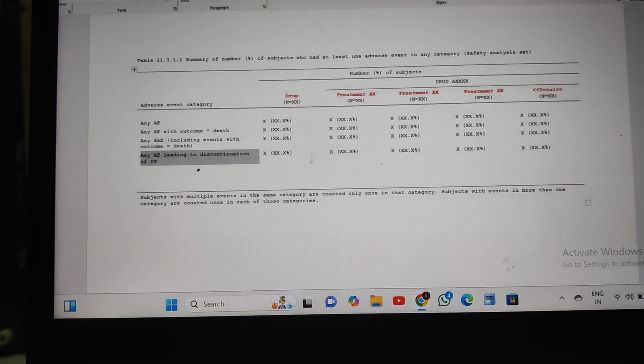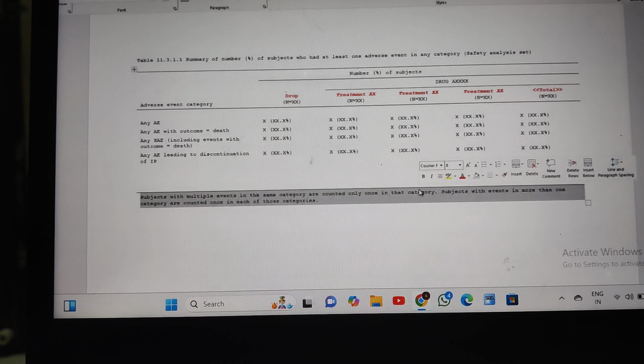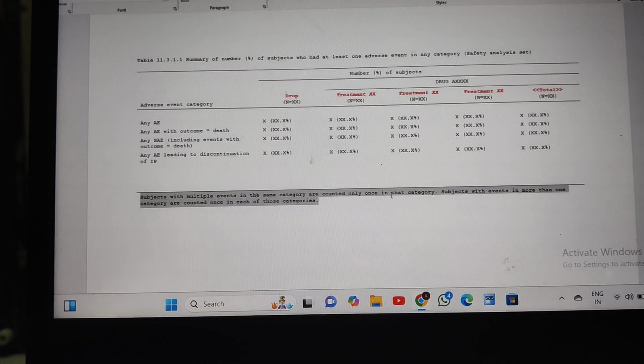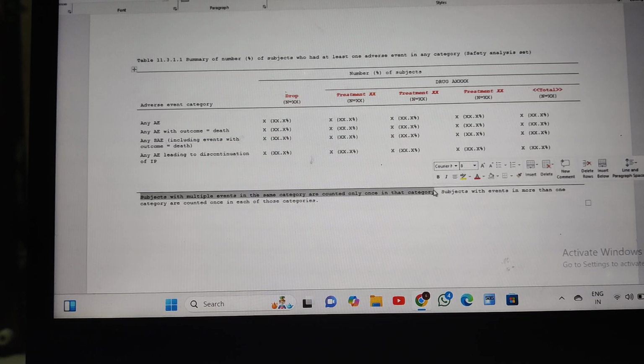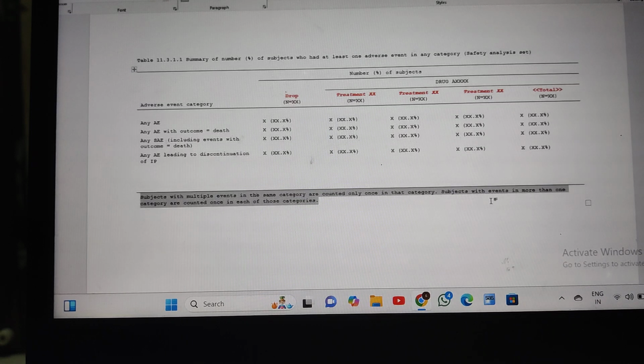In each of those categories, it means, for example, if the same subject got the same adverse event multiple times, we count it only once. For example, subject 101 got the headache adverse event 3 times during the study, but we will count only once that event. Why? Because that is the same subject, same event. Okay, so this is the representation of your adverse events.